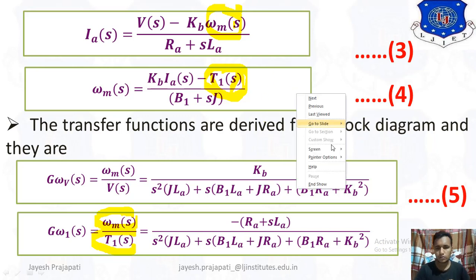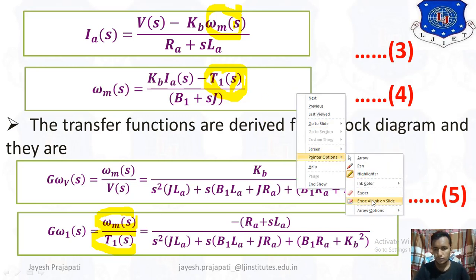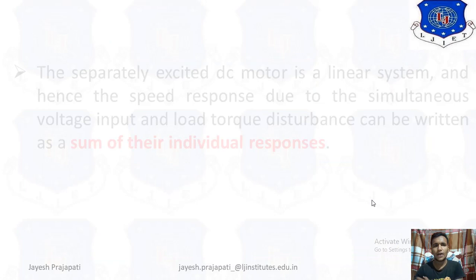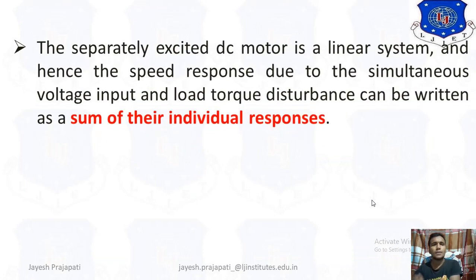So we have seen that is equation number 6. Now from equations number 5 and 6, the separately excited DC motor is a linear system, and hence the speed response due to the simultaneous voltage input and load torque disturbance can be written as a sum of their individual responses.